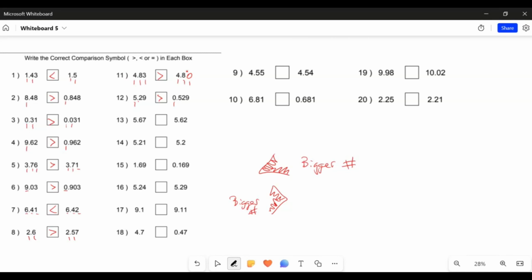Okay. If we look to the left of the decimal point, we have a 5 and a 5. Those are the same. So now we have to move to the other side of the decimal point, and we have a 6 and a 6. Those are the same. Then the second decimal place, we have a 7 and a 2. The 7 is bigger, so we need a greater than sign. 5.67 is bigger than 5.62.